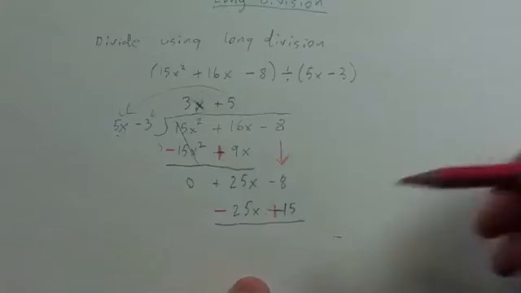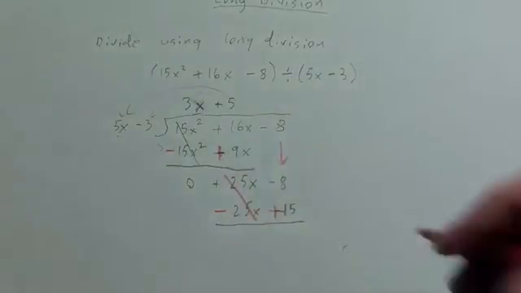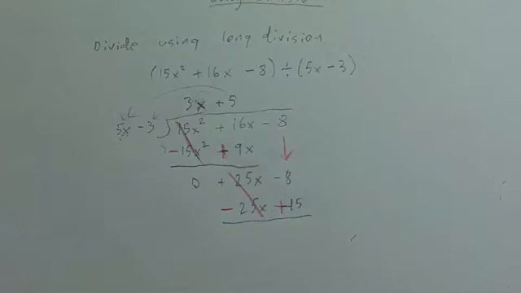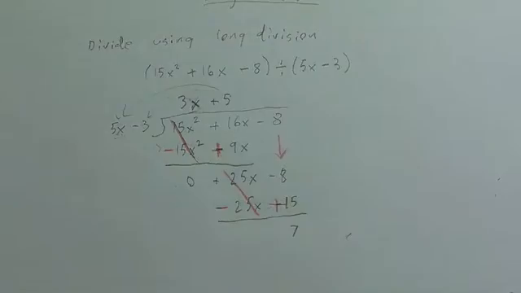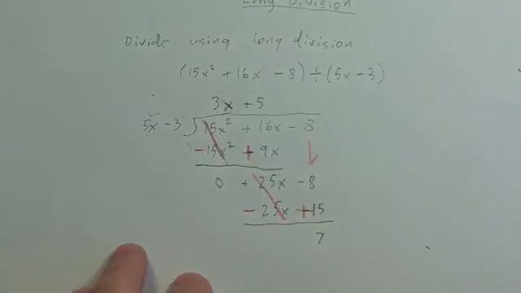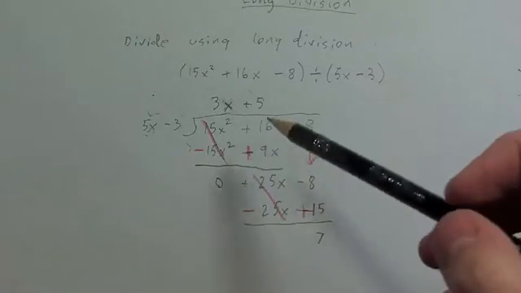Changing my signs, the 25x's cancel, and that's always going to happen, because we set it up to cancel. Then here I have a negative 8 plus a 15, which comes out to be 7. We try to do this process again, and here's what happens. Back when you did long division in the past, a lot of times you would have a remainder.